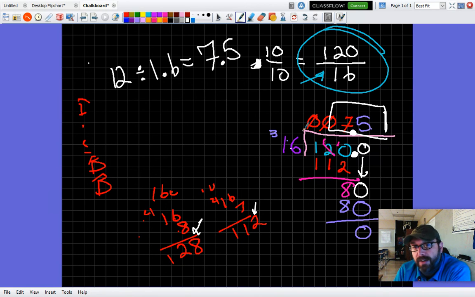You have to get the decimals out of your divisor, and you do that by multiplying by the power of 1, but you make 1 look like tens. It's pretty simple once you get around it. Okay, so remember, what you do to the top, you got to do to the bottom. That way it stays 1.